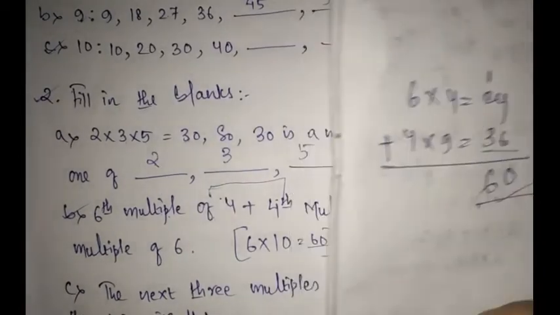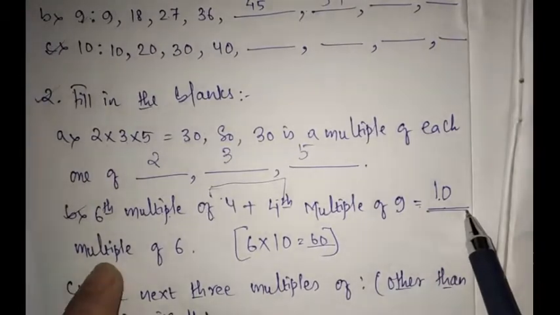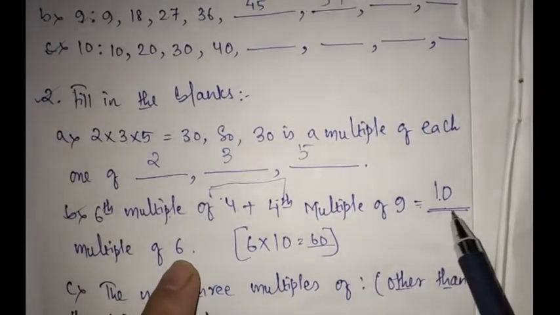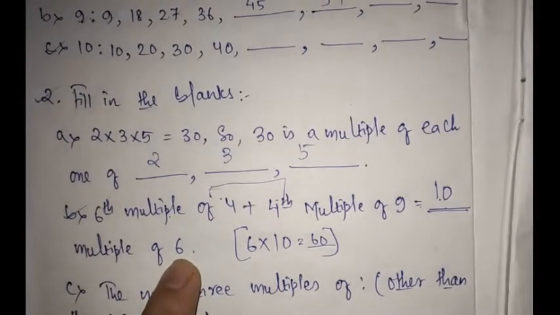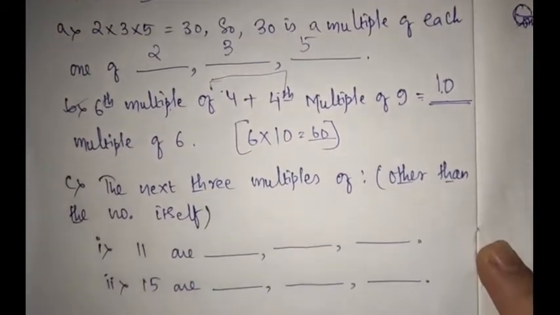You are getting 60. So after getting 60, what you have to fill is dash multiple of 6, in multiplying with what will you get 60 in the table of 6? 6 tens are 60, right? So you'll write 10 multiple of 6. Okay, I hope you have understood this. So proceeding to part C.